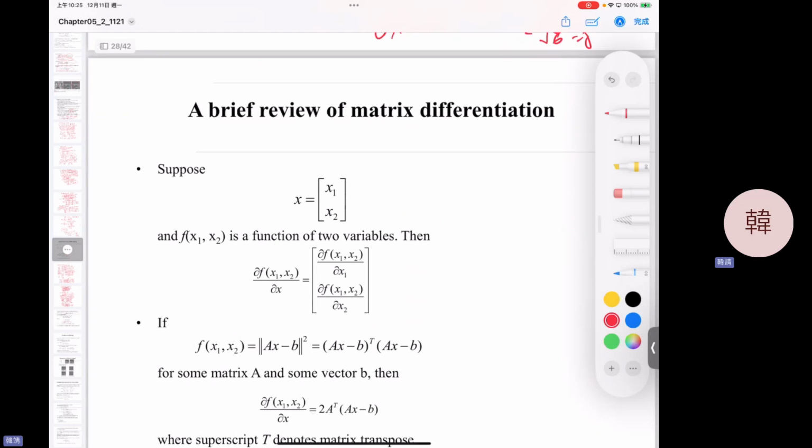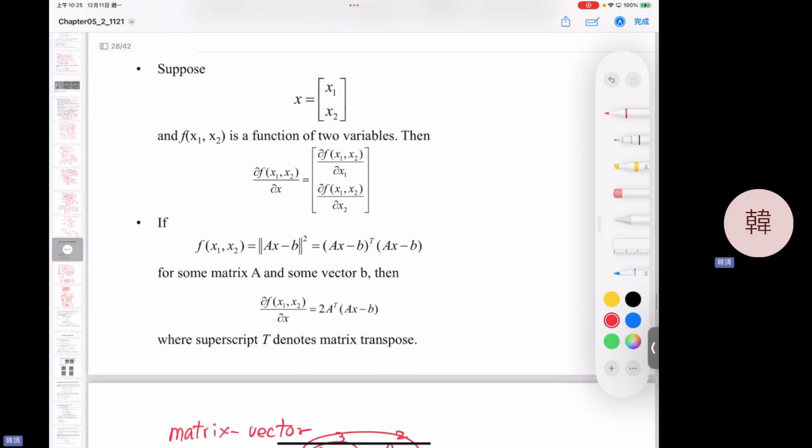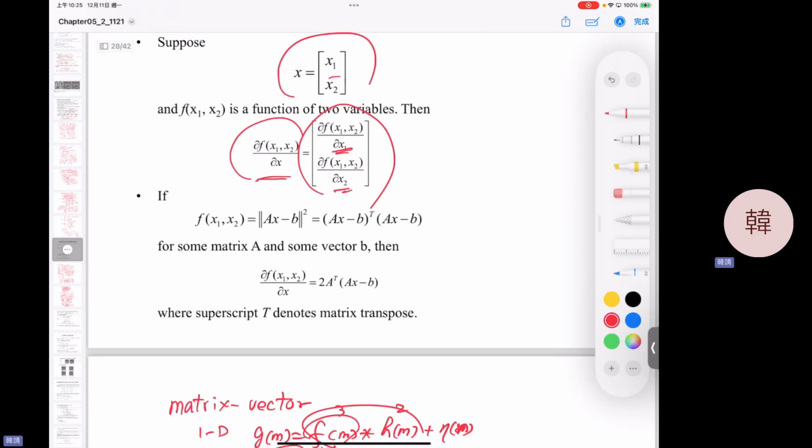So this is also some brief review of matrix differentiation. So you just need to know the process for your vector differentiation, because later on we will see the result there. So for example, x is the vector, and f is a function of 2 variables, x1 and x2. And you are going to take the derivative with respect to this vector, so it becomes a vector with respect to the x1 parameter, x2 parameter, as a vector result. And we use this a lot.